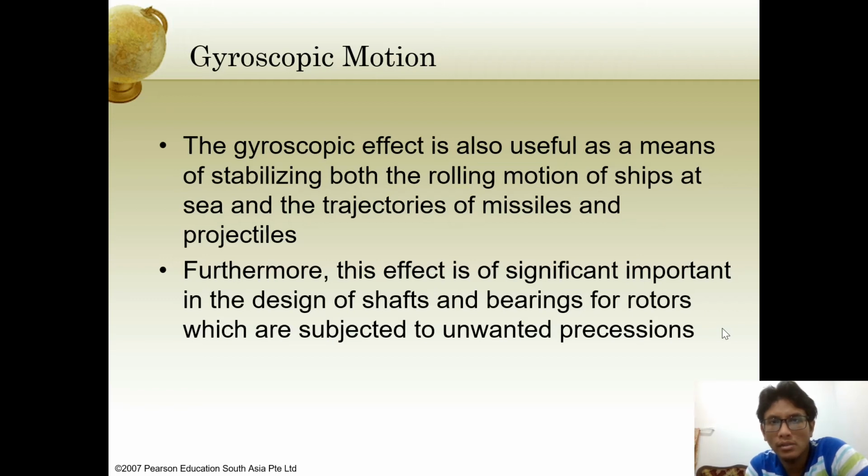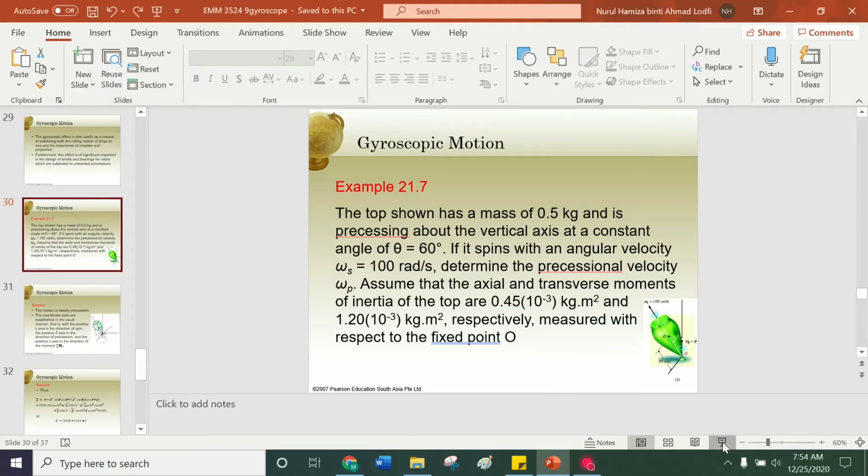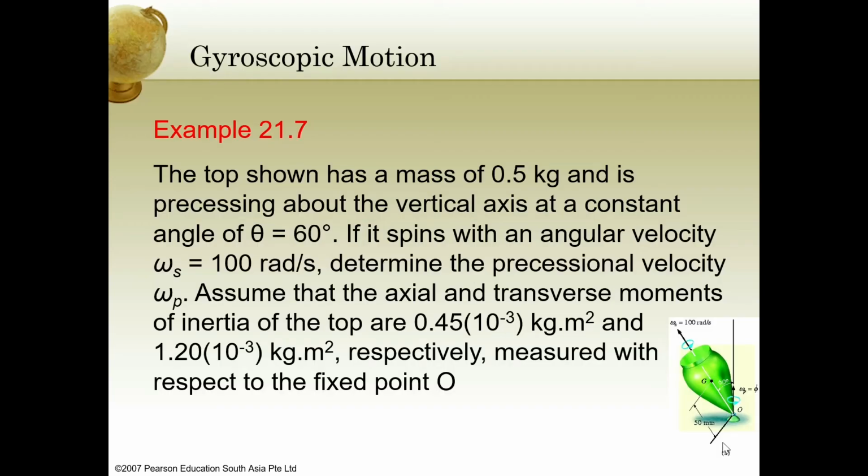The gyroscopic effect is also useful as a means of stabilizing the rolling motion of ships at sea. Also, I've already mentioned this before, in missiles and projectiles. Furthermore, this effect is of significant importance in the design of shafts and bearings for rotors, which are subjected to unwanted precession. This is the one that I mentioned just now. Now we continue with examples so that we can understand more about how to solve gyroscopic motion problems.